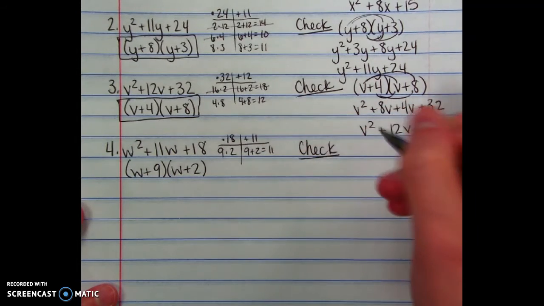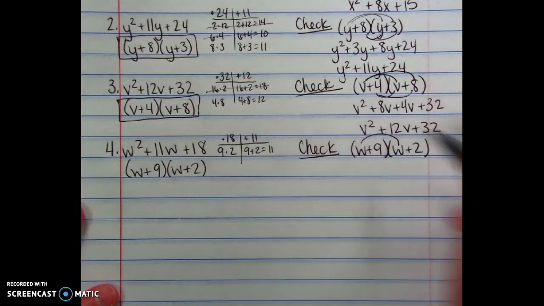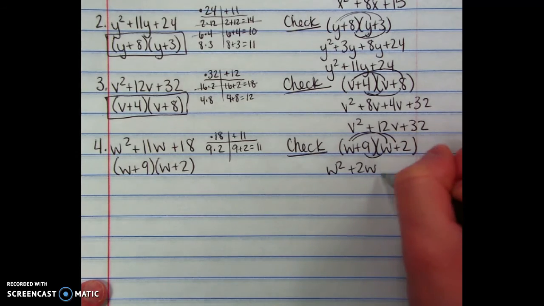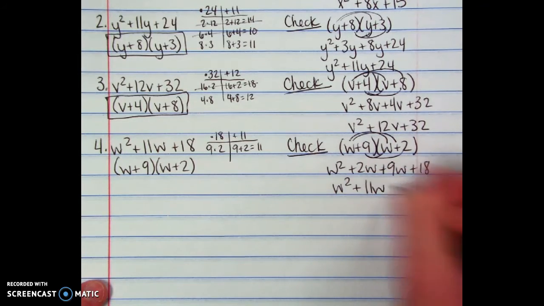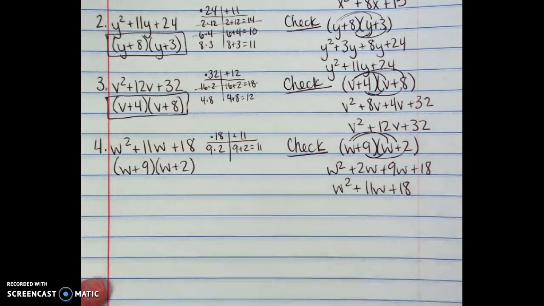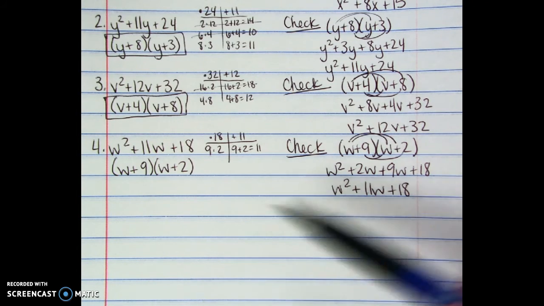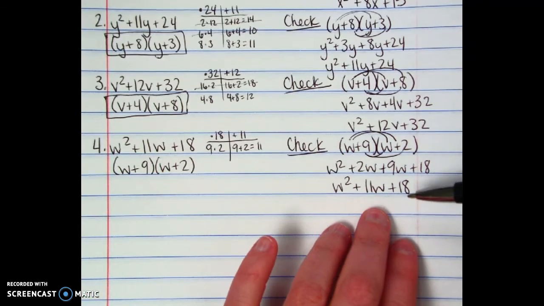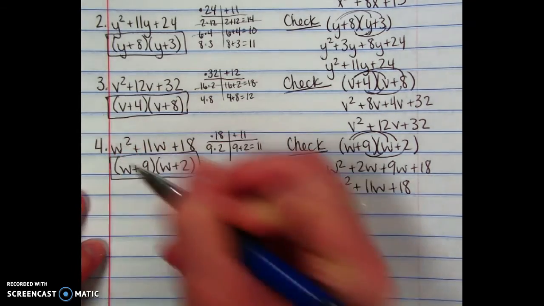Let's do the check. w times w, that's w squared, and then plus 2w plus 9w plus 18. Combine like terms to get, there it is. Now, guys, when you're doing your checks, take them seriously, because on a quiz or test, if this is right but your check is wrong, you're still not going to get credit for it. And if these numbers are wrong but then your check somehow matches the original thing, the whole thing's going to be wrong. You got to take it seriously.